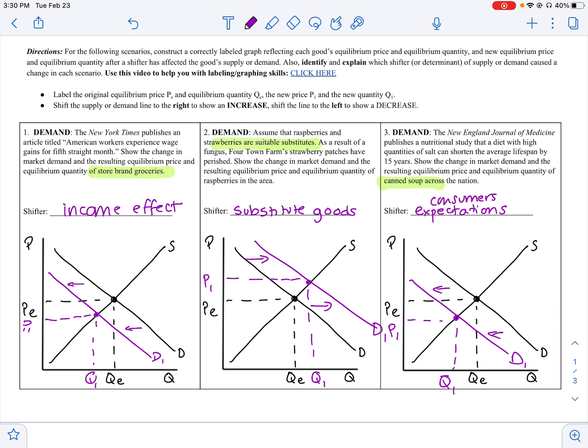So for instance, an expectation scenario would be a snowstorm is coming tomorrow, and now all of a sudden the snow shovels and the ice melt are gone at Home Depot.